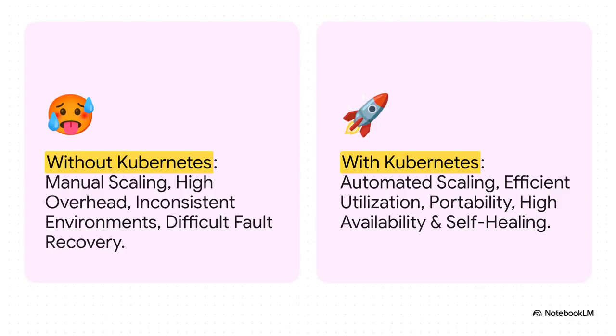And this slide right here really drives the point home. Look at the difference. Without Kubernetes, you're in a world of manual chaos, high costs, and panic when something breaks. But with Kubernetes, you get a system that breathes. It scales automatically, uses resources smartly, and heals itself. It's really the difference between a fragile science project and a robust professional service.